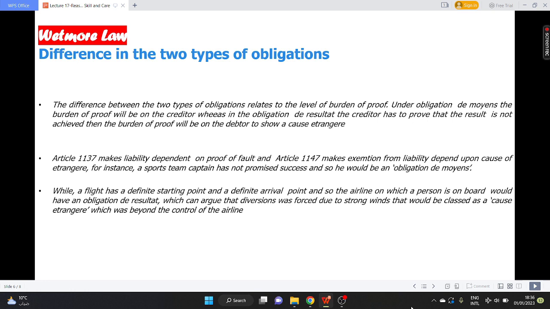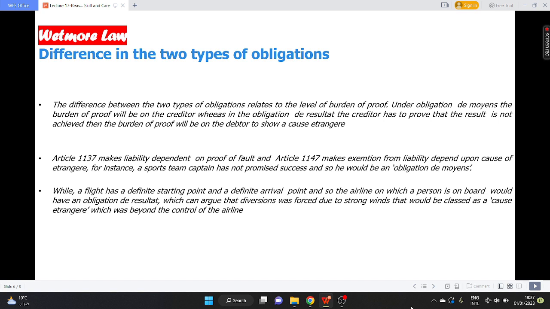Difference in the two types of obligations. The difference between the two types of obligations relates to the level of burden of proof. Under obligation de moyens, the burden of proof will be on the creditor, whereas in the obligation de résultat, once the creditor has proved that the result is not achieved, the burden of proof will be on the debtor to show a cause étrangère. Article 1137 makes liability dependent on proof of fault and Article 1147 makes exemption from liability depend upon cause étrangère.